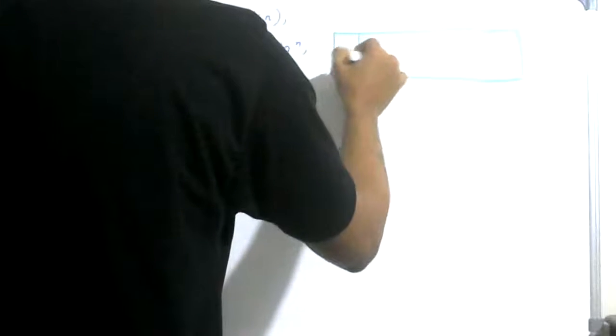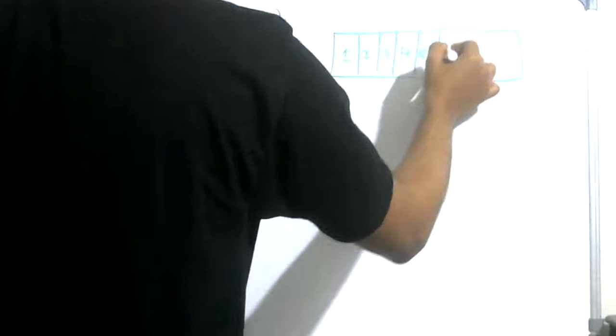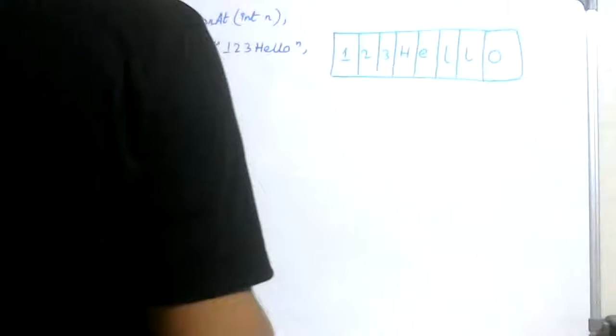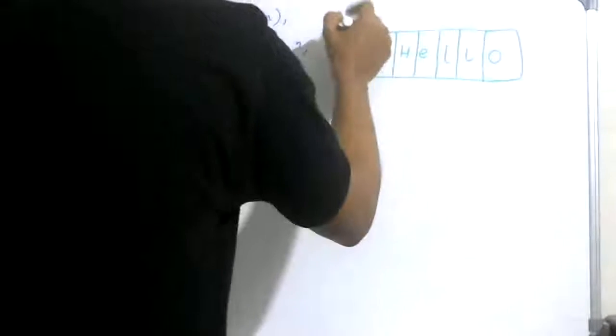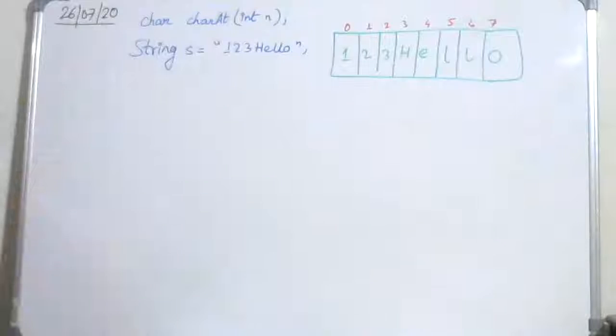I'll have 1, 2, 3, H, E, L, L, O, and the indexing will be something like this. So start from 0, 1, 2, 3, 4, 5, 6, and 7. I hope array indexing is pretty much clear to you by now. Indexing always starts from 0.